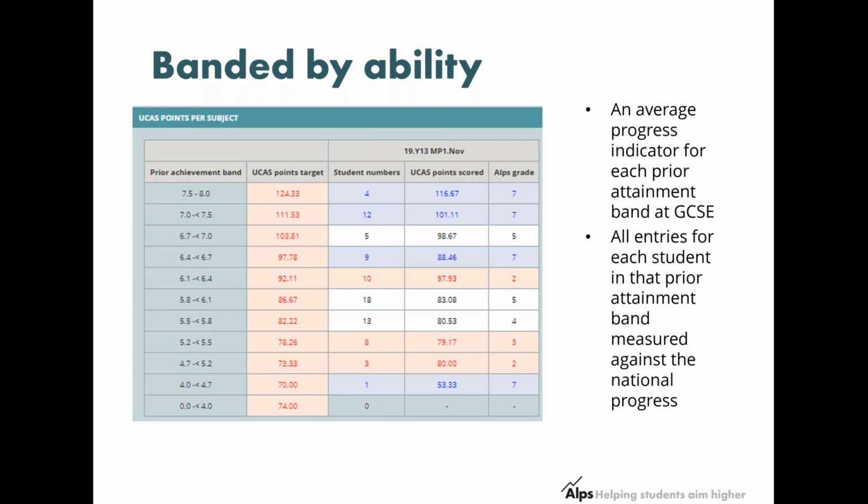Now, this is a monitoring point, and this is called my banded by ability table. So you'll notice that I've got my prior achievement bands down here. I've got 4 students in that top band, and I'm able to map their progress against that big table that we were looking at. So again, I would be, as governor, possibly asking questions around the stretch of the most able here.